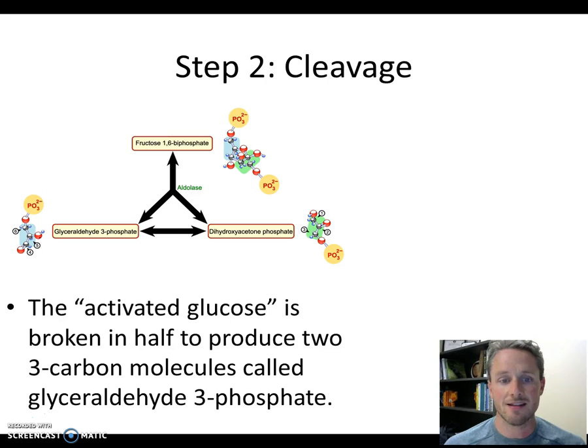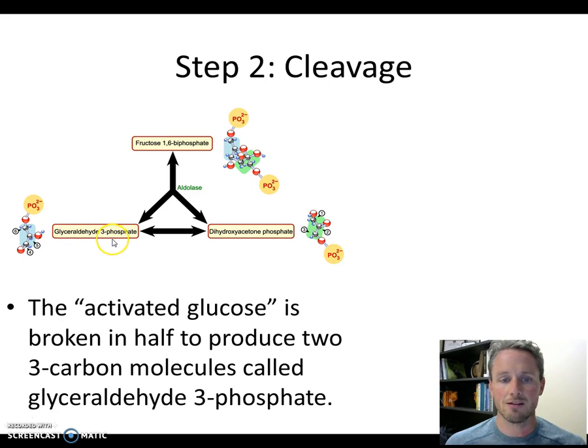So then we can proceed to step 2. During step 2, we take our activated glucose, and we're going to break it in half into 2 molecules. So we produce these 2 different molecules right here by breaking glucose in half. And then one of these molecules, we just change the shape a little bit so that it looks exactly like this molecule on the left. So we break this glucose in half, and we produce 2 of these molecules right here.